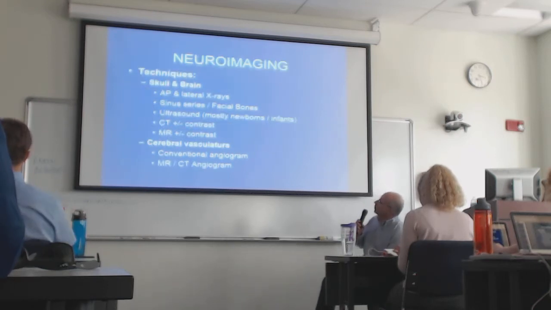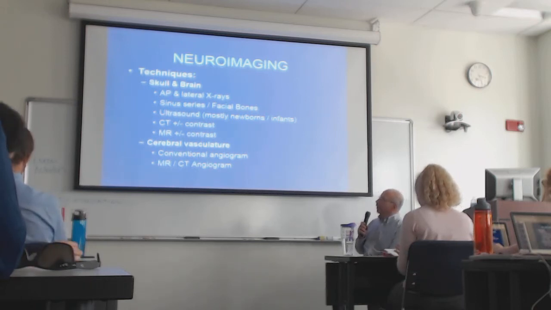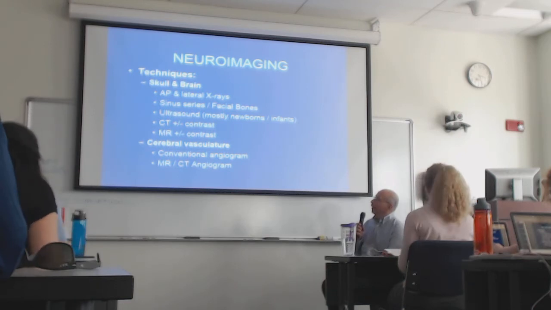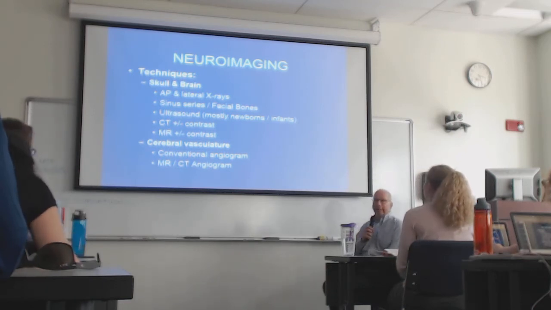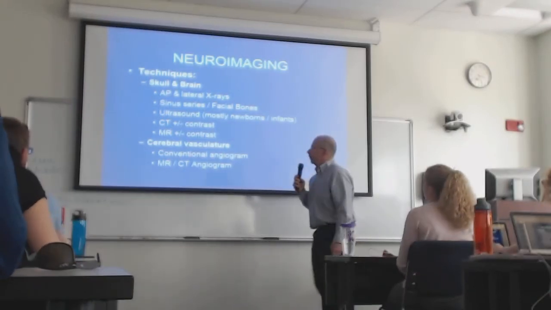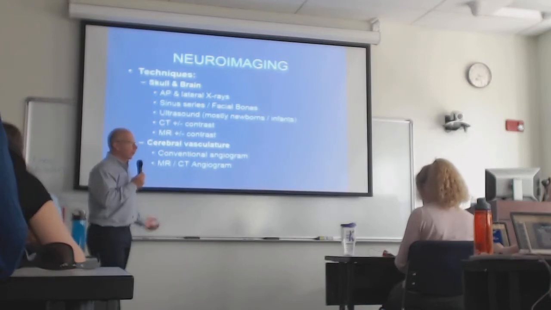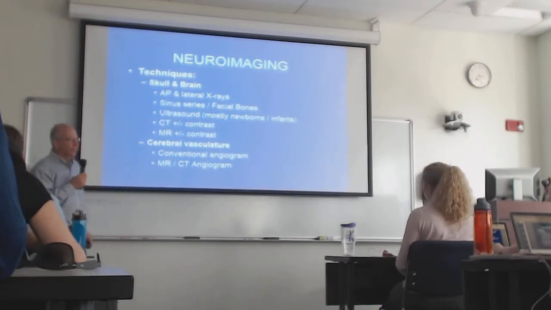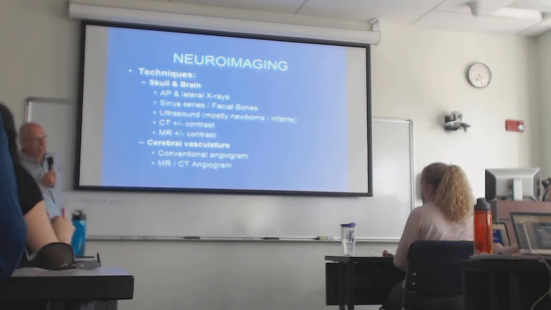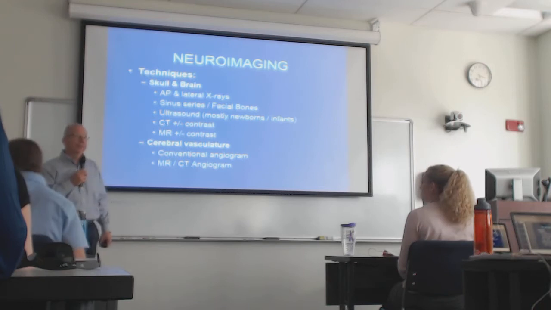Okay, so let's talk about neuroimaging. So what is it that we are looking at when we talk about neuroimaging? We're talking about skull and brain, and spine, and vasculature. Okay, so what are the techniques we want to use? Well, skull, of course, is the first thing you would think about, the skull X-ray, which actually is an absolutely crappy way to look at the skull compared to CT. But it's cheap and it's easy.